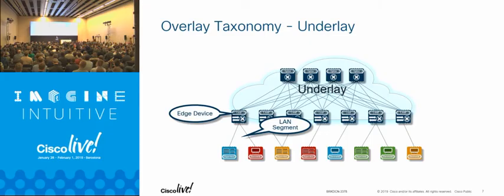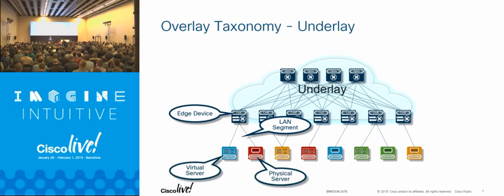Southbound of the edge device, we have a LAN segment, a local area network, an Ethernet in most of the cases, and this could be for virtual as well as physical servers. Is it an access port? Is it a .1Q trunk? You choose.